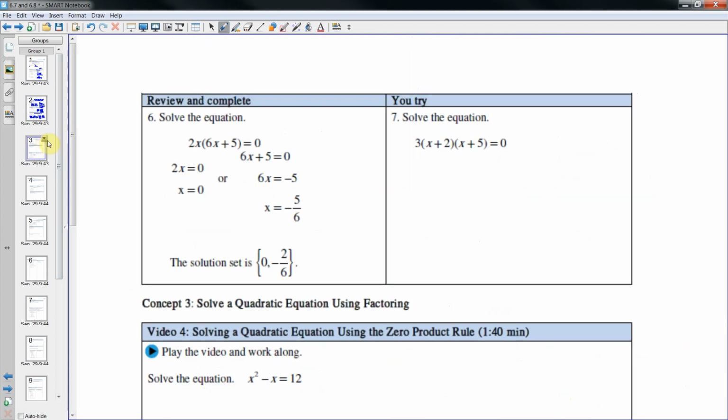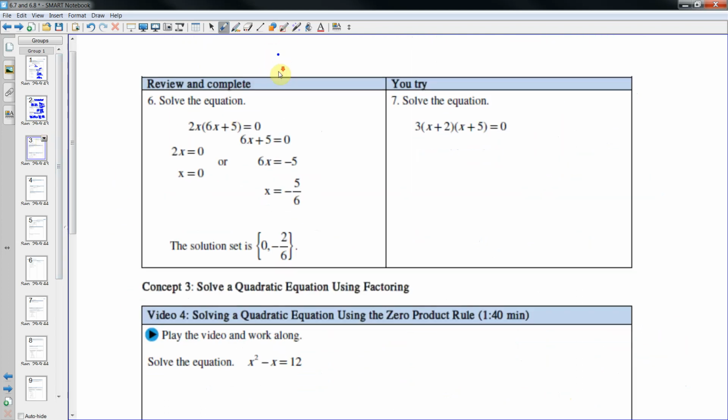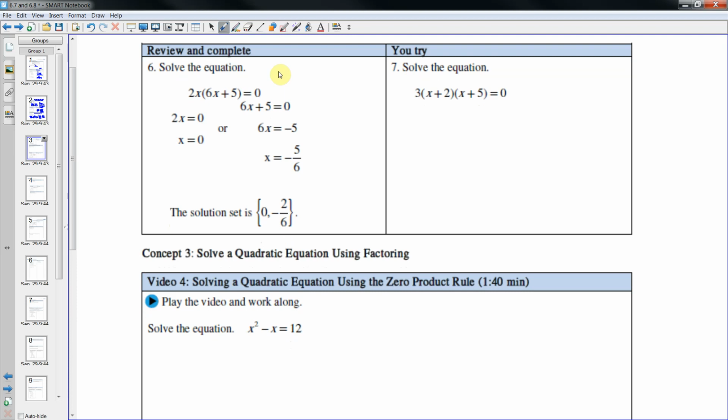Okay, let's see what some other examples might look like. Alright, so here's one where we're trying it. And you can see at the top, I'm looking at the one on the right hand side. I've got a 3, an x plus 2, and an x plus 5. So again, the 3 does not have an x with it, so it doesn't come into play at all. So I'm going to take the x plus 2, and we'll set it equal to 0.